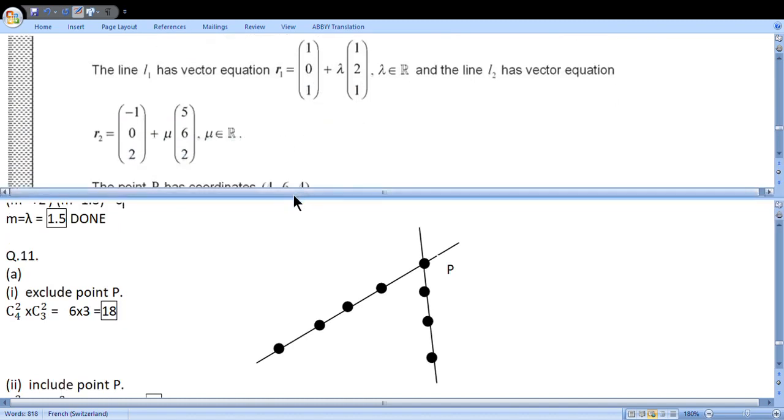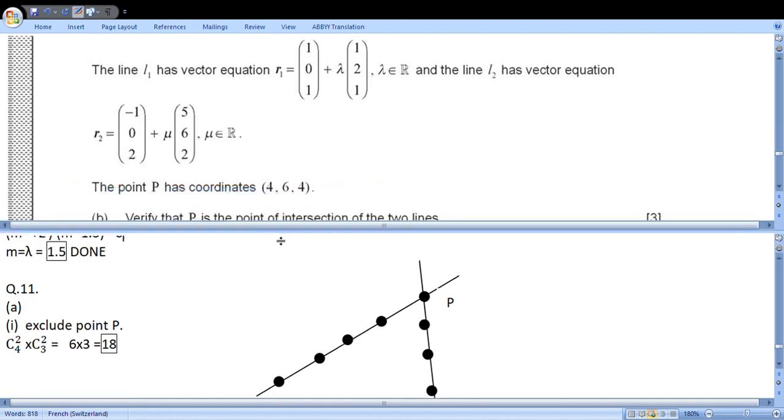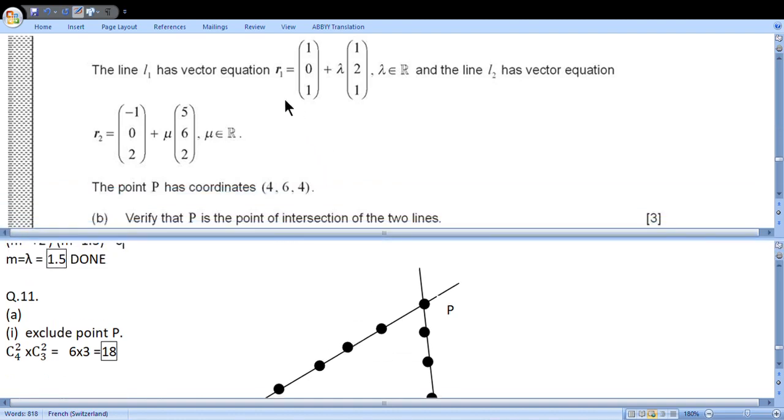The line L1 has a vector equation. Okay, let's open. Okay, vector equation like this, and the line L2 has a vector equation like this. So here lambda is the parameter, here mu is the parameter. The point P has coordinates 4, 6, 4. Verify that P is the point of intersection of the 2 lines.